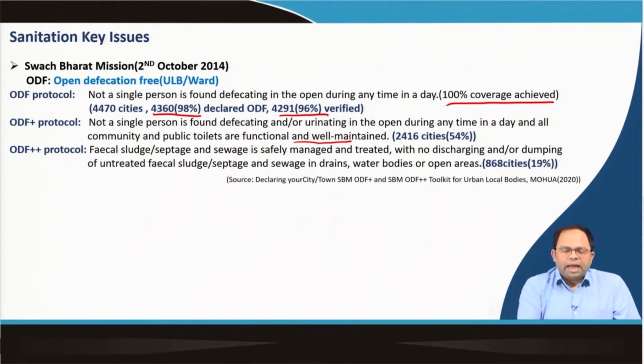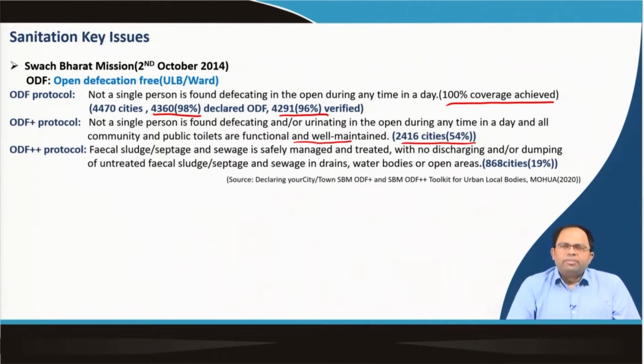So, that means not only should people not be found defecating or urinating in the open at any time in the day, but community and public toilets should also be functional and well maintained. So, you see the role of community toilets and public toilets is very, very important. We see that around 54% of the cities, that is 2416 cities, are more or less following the ODF plus protocol, or have been able to achieve it, but not all.